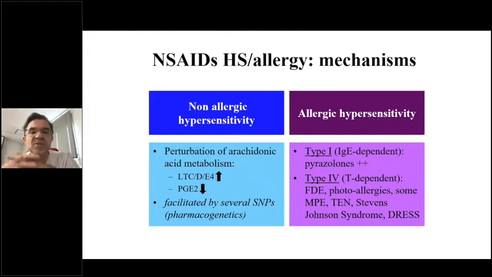Another point that we need to stress before going into details is the mechanisms. Non-steroidal anti-inflammatory drugs can give rise to allergic symptoms through two different mechanisms. The first one is non-allergic, on the left-hand side, by perturbation of the arachidonic acid metabolism. And the second one is a true allergic mechanism, whether type 1, IgE dependent, as has been shown with pyrazolones mainly, but with some others, and also type 4, T-dependent mechanisms.